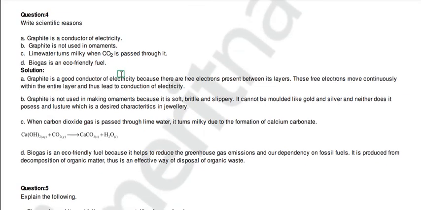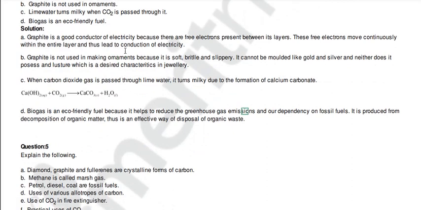Solution. A. Graphite is a good conductor of electricity because there are free electrons present between its layers. These free electrons move continuously within the entire layer and thus lead to conduction of electricity. B. Graphite is not used in making ornaments because it is soft, brittle, and slippery. It cannot be molded like gold and silver and neither does it possess luster, which is a desired characteristic in jewelry. C. When carbon dioxide gas is passed through lime water, it turns milky due to the formation of calcium carbonate.